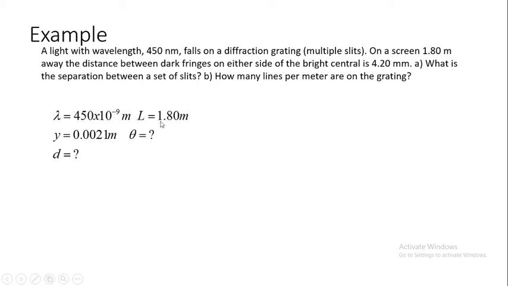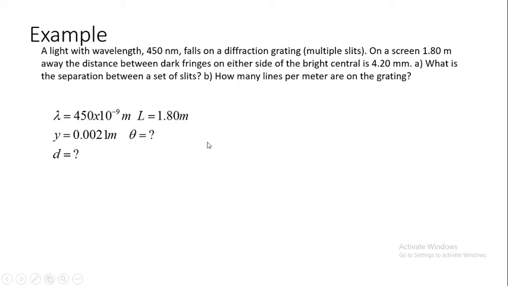Distance between slit and screen, that's 1.80 meters. The distance of the dark fringe being considered on the screen, 1.80 meters away, the distance between dark fringes, that's 0.0021 meters on either side of the central bright spot. And we are looking for the angle, the separation between slits, the D, and how many lines per meter are on the grating, or basically 1 over D. So we will solve that one.